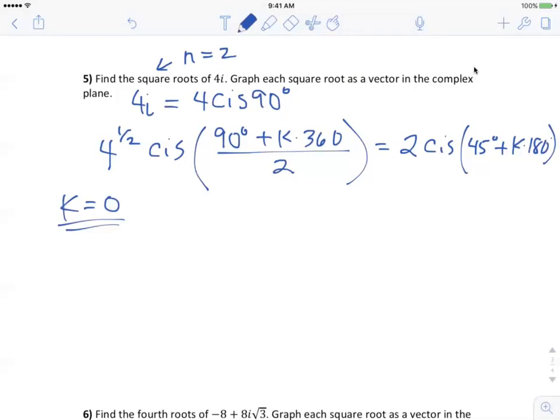So if I plug in 0, I get 2 cis 45. If you want to practice going to rectangular form, go for it, but these I'll just leave in the complex trig form. For k equals 1, I get 2 cis, 45 plus 180, 225. And that's it.